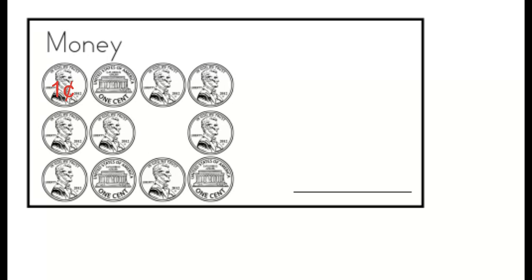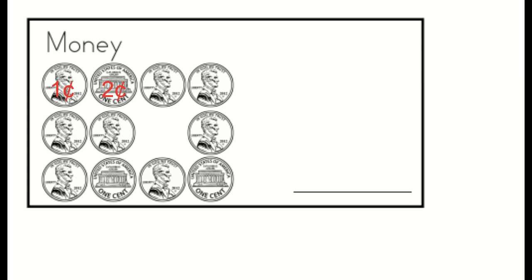Still just working with pennies. Pennies are worth 1 cent. We've learned that Abraham Lincoln is on the front of the penny. The date that the coin was minted or made is on the front. On the back, you have the Lincoln Memorial, the words United States of America, and the words 1 cent.